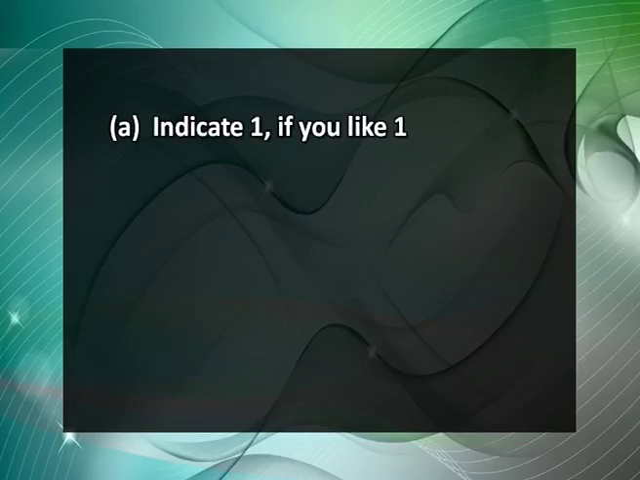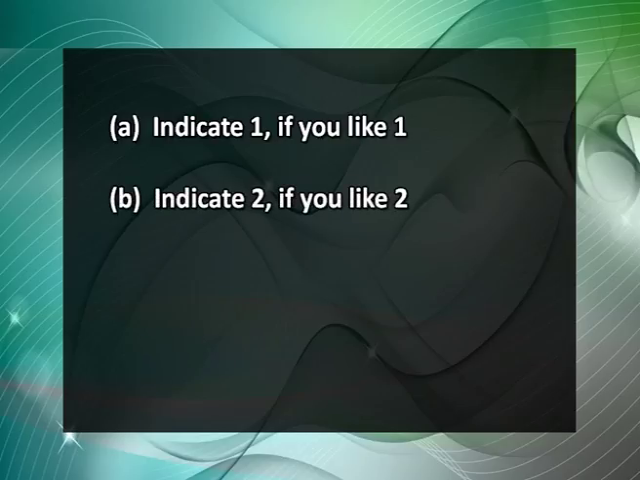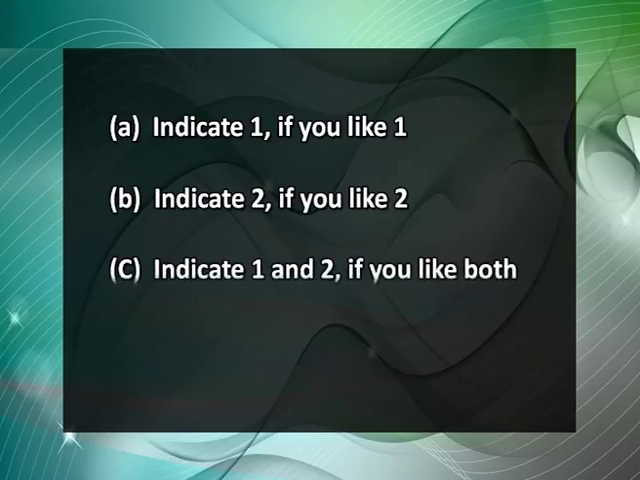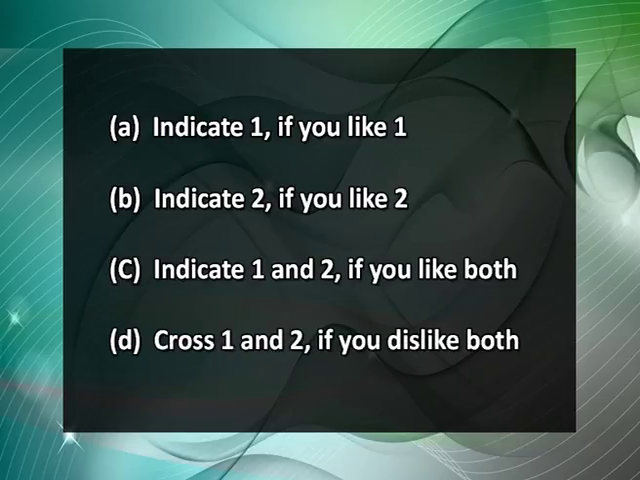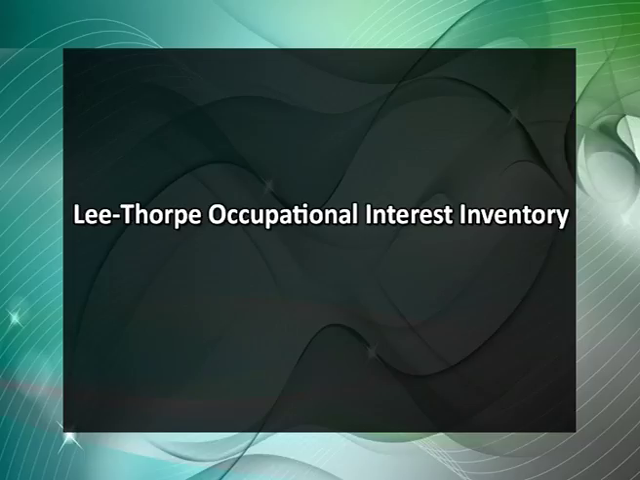A. Indicate 1 if you like 1. B. Indicate 2 if you like 2. C. Indicate 1 and 2 if you like both. D. Cross 1 and 2 if you dislike both. Thus, on a sheet of 100 square figures, an examinee is required to tick professions. The examiner, on the basis of such tick marks, tries to trace the interest trends of the person. Number 4, Lathrop Occupational Interest Inventory.